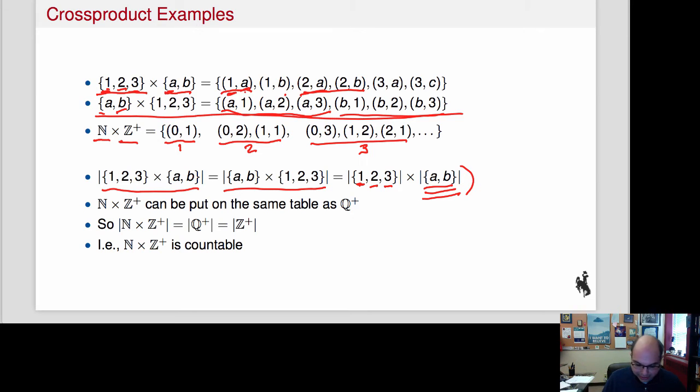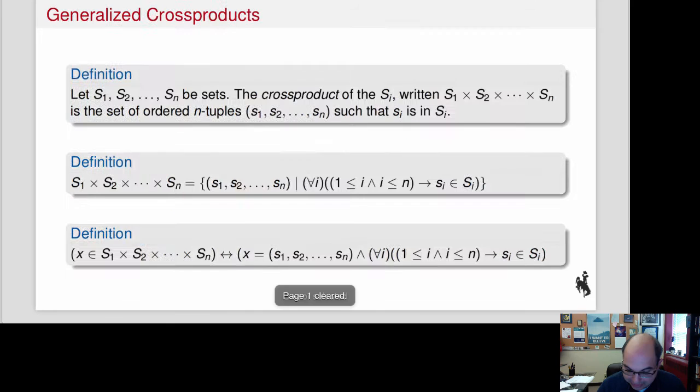This is amazing. So N cross Z plus actually has the same cardinality as Q plus, the same cardinality as Z plus, the same cardinality as N, and so on. So yes, it's countable. The countable sets are really amazing. There are very, very many of them.